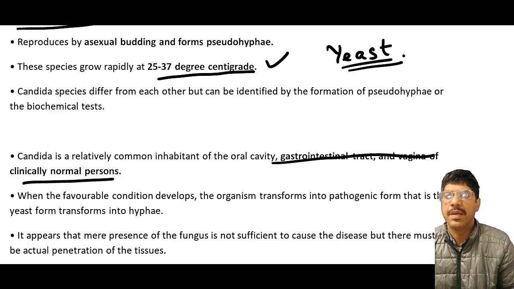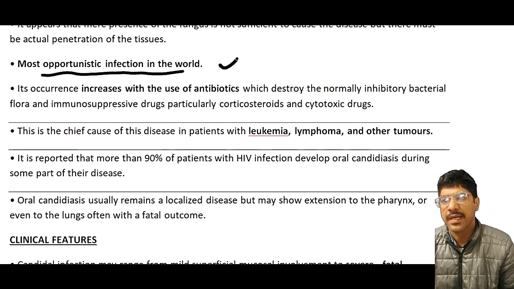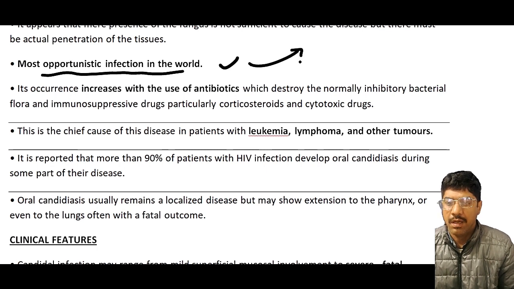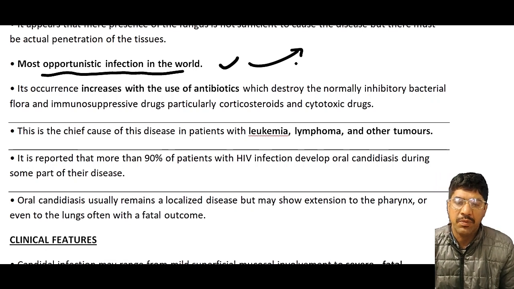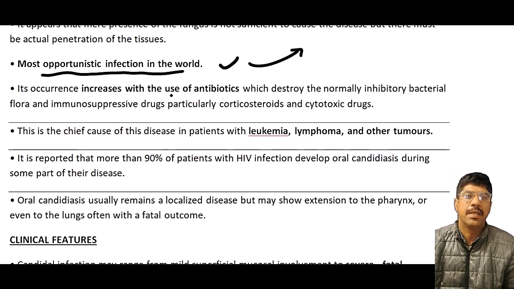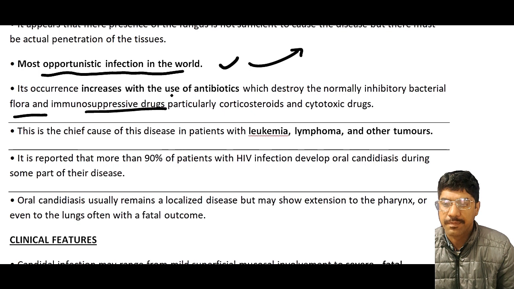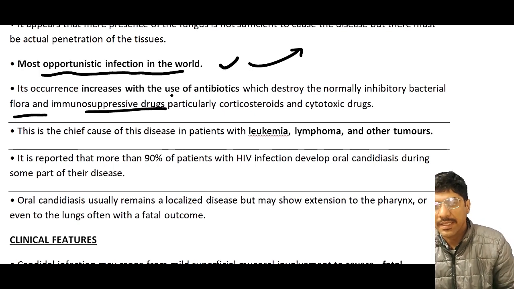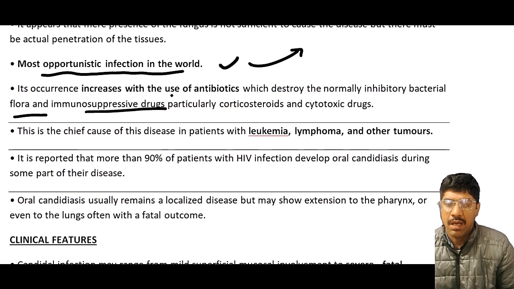Now, candidiasis, remember for your entrance exam, is the most common opportunistic infection. Candidiasis is known as an opportunistic infection, meaning it takes advantage of a weakened immune system. Its occurrence increases with the use of antibiotics, which destroy the normally inhibitory bacterial flora, and immunosuppressive drugs like corticosteroids and chemotherapy drugs that can make people more prone to getting candidiasis. So it is a major problem for patients with conditions like leukemia and lymphoma.